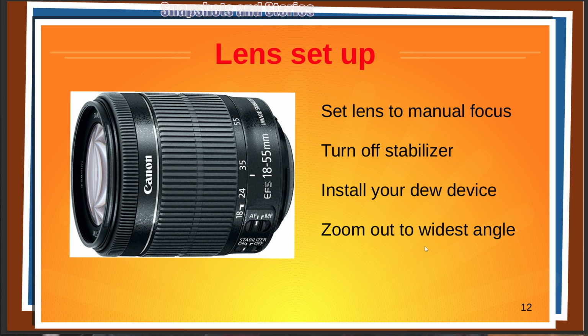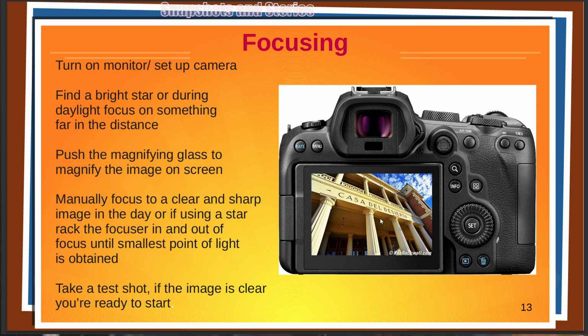So if you're on an 18 to 55, you want to set it at 18. You want the widest angle that you can get. For your focusing, turn on your camera and find a bright star at night, or if you're doing this during the daytime, and your foreground is far away, get the furthest point out that you can and get a nice sharp focus with that, and then you're good to go. How you do that, on a bright star or during daylight, is to focus on something far in the distance and push the magnifying glass to magnify the image on the screen.